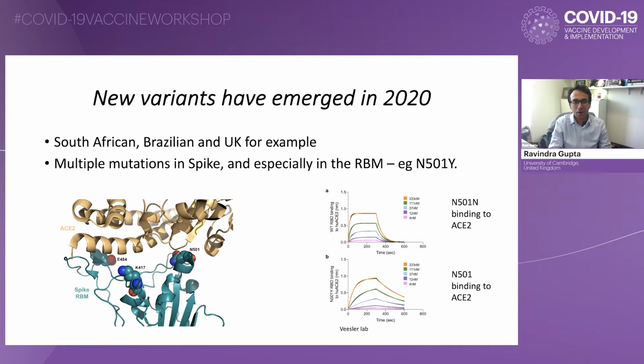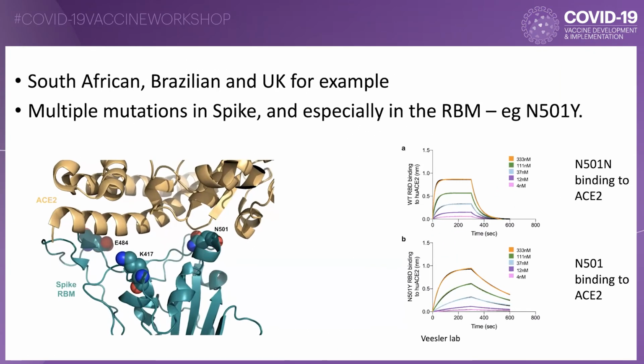These new variants are characterized by the fact that they have multiple mutations in spike, and especially in the receptor binding motif, which is part of the receptor binding domain in the S1 part of the spike protein. And of course, the spike protein is sitting on the outside of the virus and engaging with ACE2. Here you can see a schematic diagram, a ribbon diagram at the bottom, which shows spike receptor binding motif in conjunction with the ACE2 receptor.